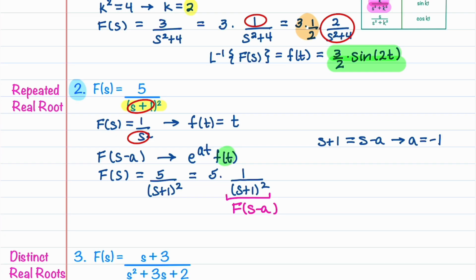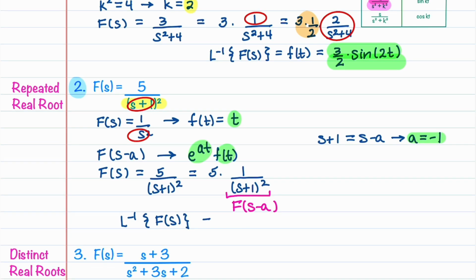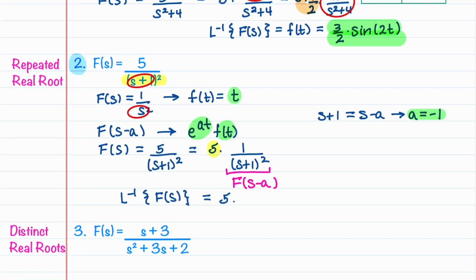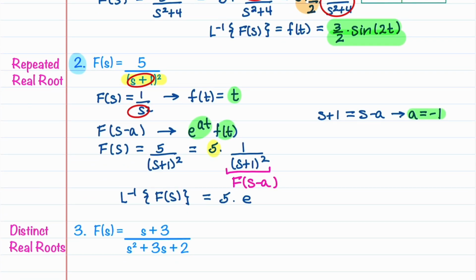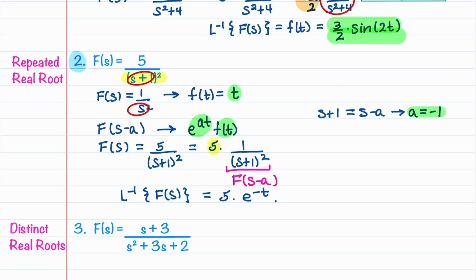Now we can write down our answer. Our f of t is going to be t, and our e to the at is going to be e to the minus t. We have the inverse Laplace transform of capital F of s is equal to 5, that's our constant right there, times e to the at, so that's e to the minus t, times f of t, which is t, and we're going to rewrite this as 5t e to the minus t. And there's our answer.